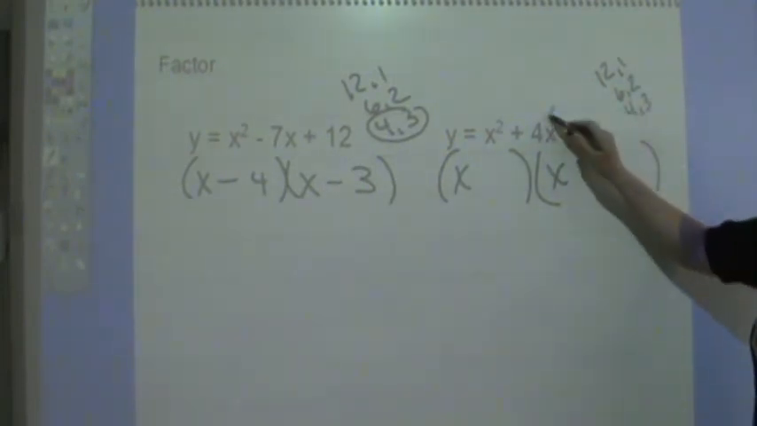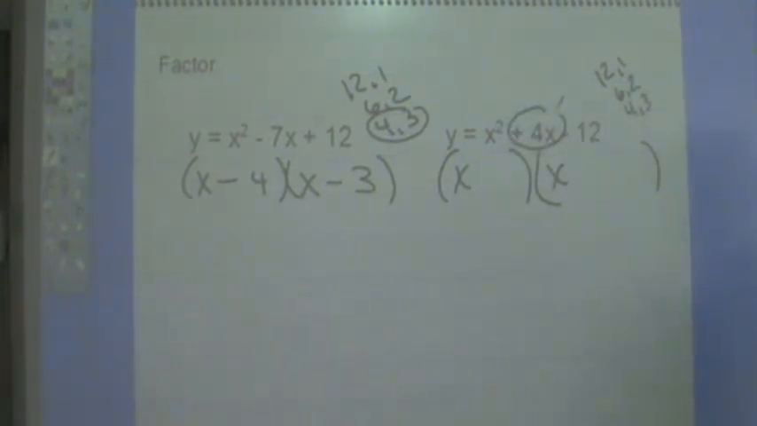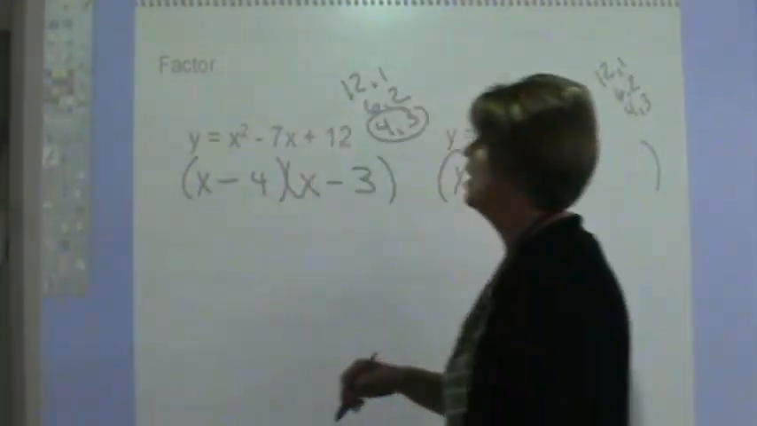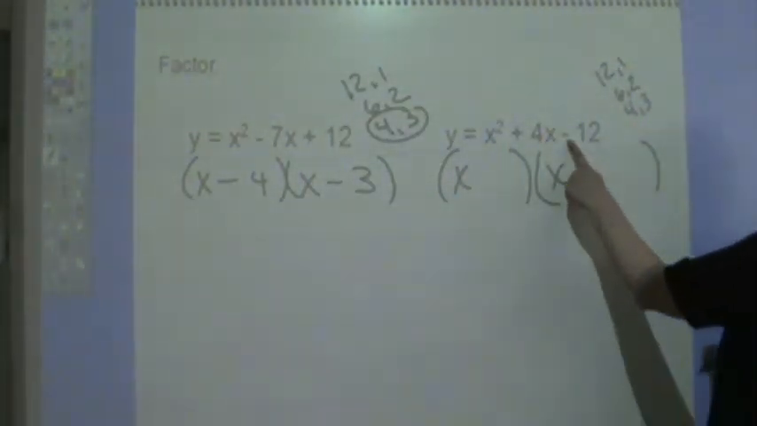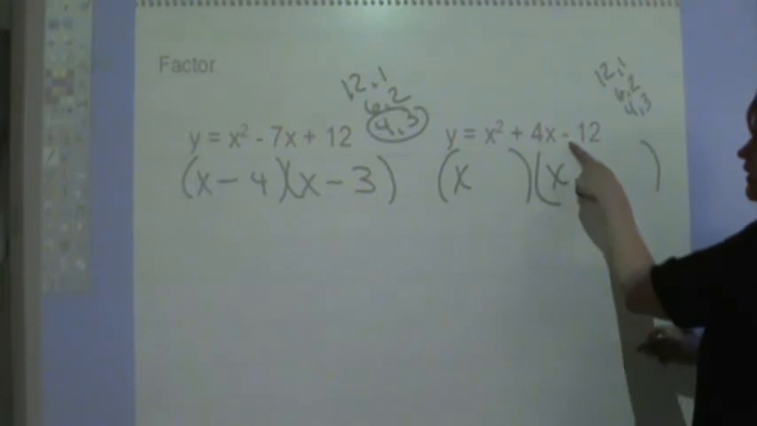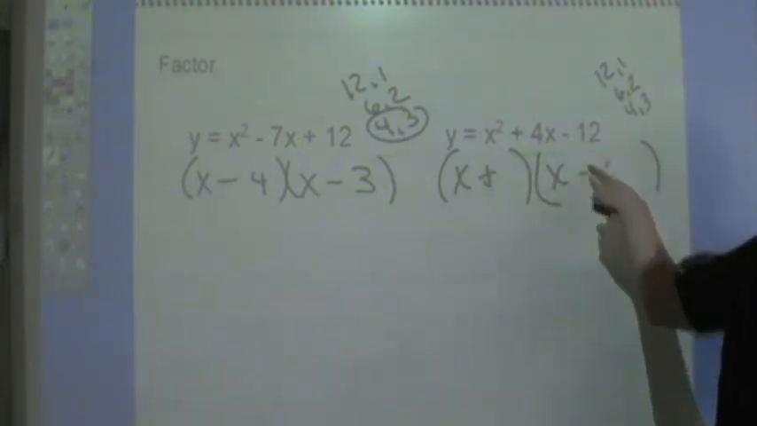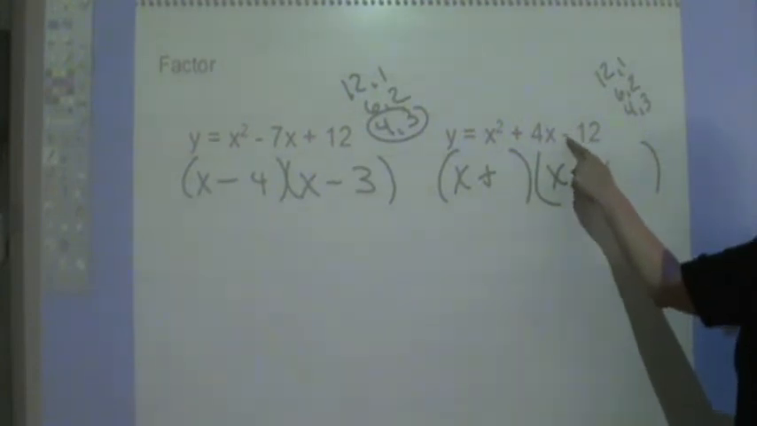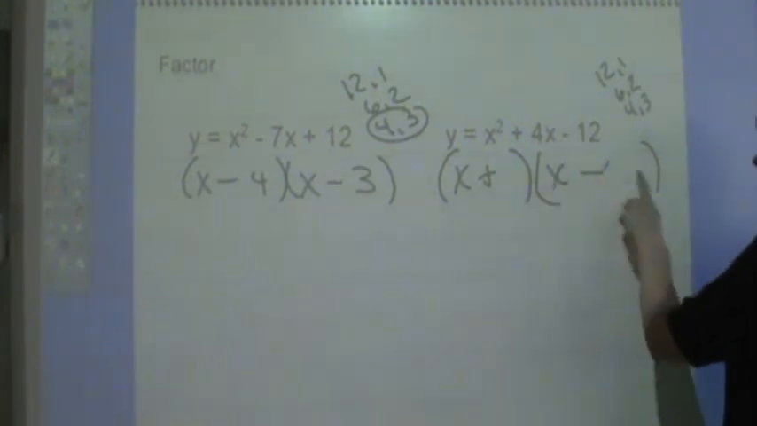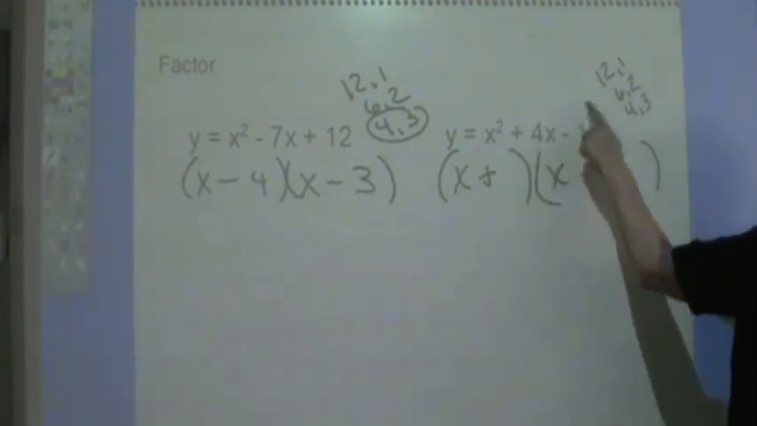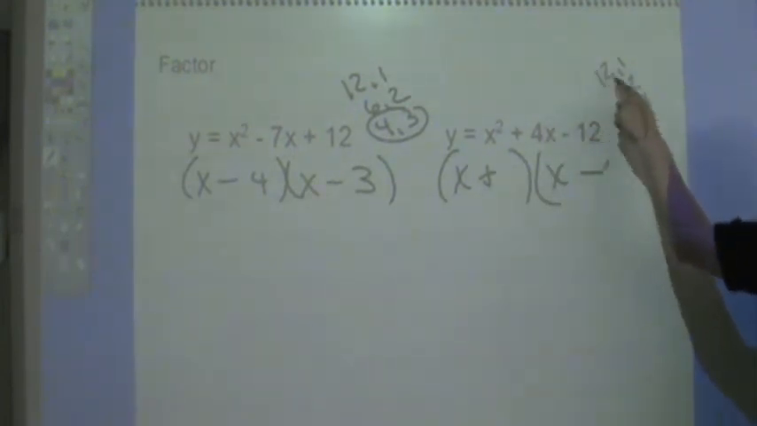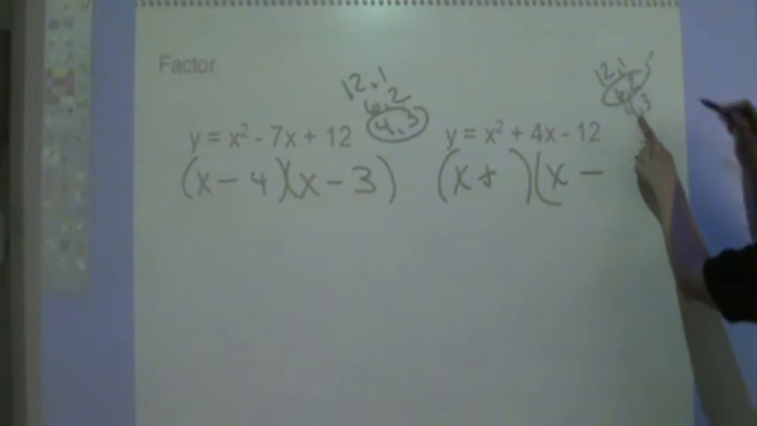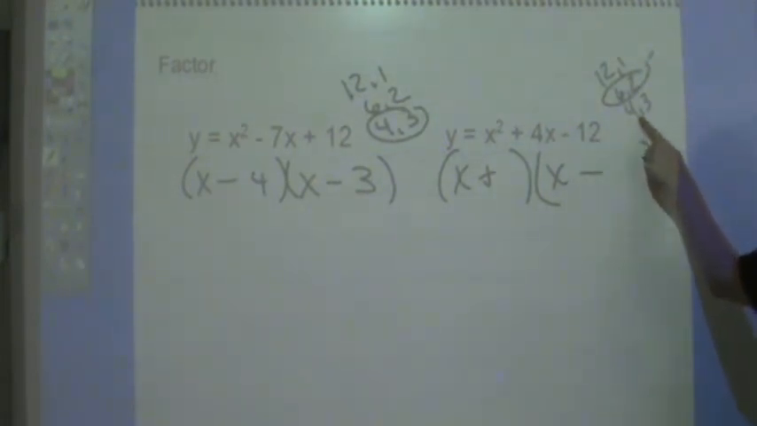All right, over here, again, it's 12 and 1, 6 and 2, and 4 and 3. This time we need to get 4 in the middle, and it's going to be a plus 4. All right, but this has to be a minus 12. Well, the only thing we can do for that means that each of these has to be a different sign, because a positive times a negative gets me a negative. All right, so that means I'm going to subtract these two numbers to get 4. So which of these, when I subtract them, do I get 4? Well, that's obviously 6 and 2.